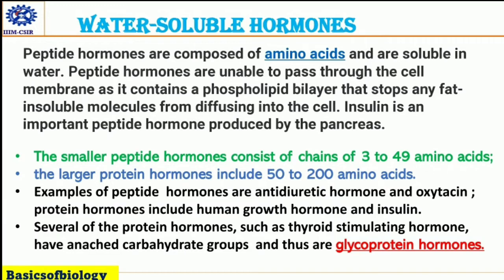Peptide hormones and protein hormones are amino acid polymers. The smaller peptide hormone consists of chains of 3 to 49 amino acids. The larger protein hormone includes 50 to 200 amino acids. Examples of peptide hormones are antidiuretic hormone and oxytocin. Protein hormones include human growth hormone and insulin.